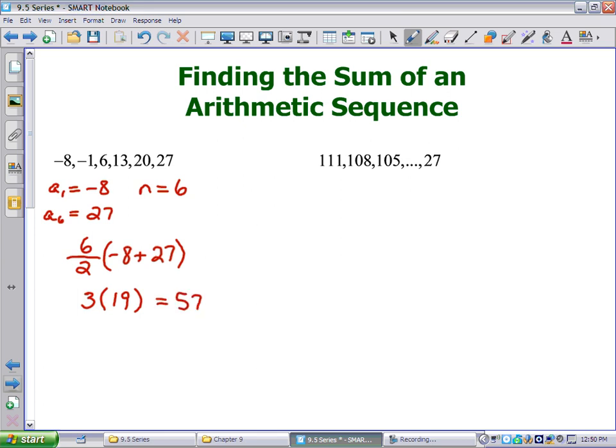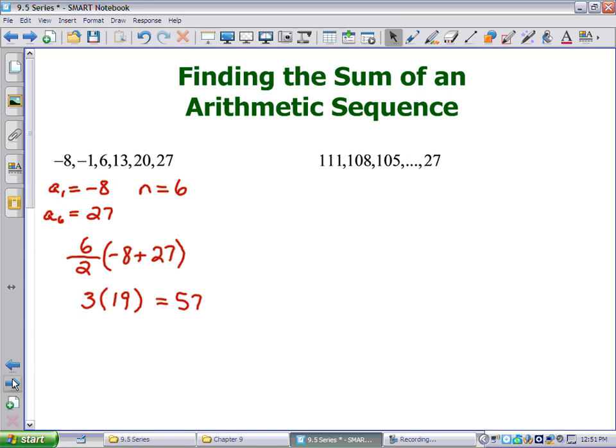Now, if you were to take your calculator and just add up the terms that you have, -8 plus -1 plus 6 plus 13 plus 20 plus 27, you'll see that you come up with a sum of 57. So using the formula can be much quicker, especially when you have an example like the one on the right here, where we've got 4 terms listed, but you see the dots in between 105 and 27, meaning I don't see the entire list.